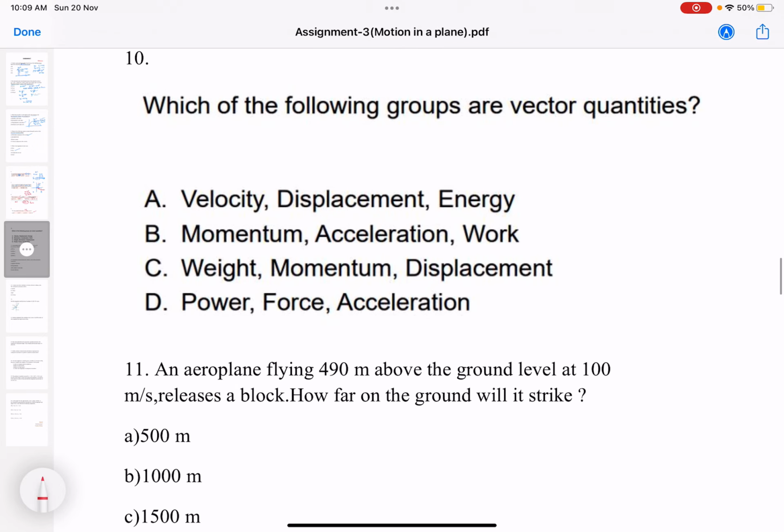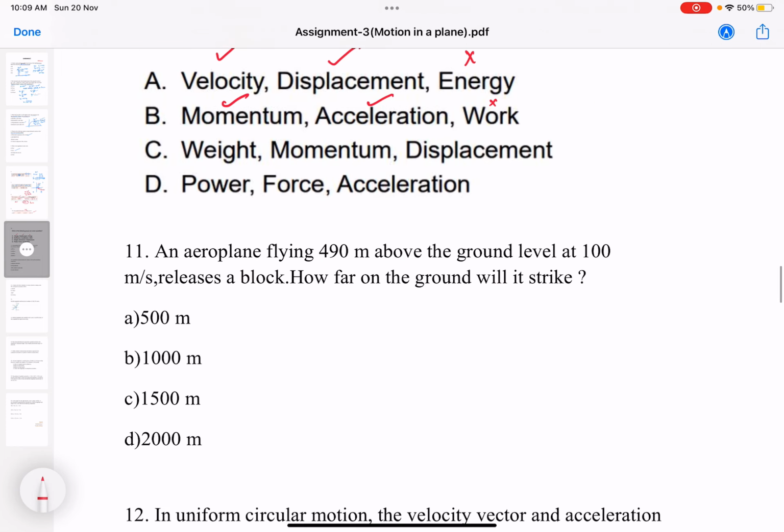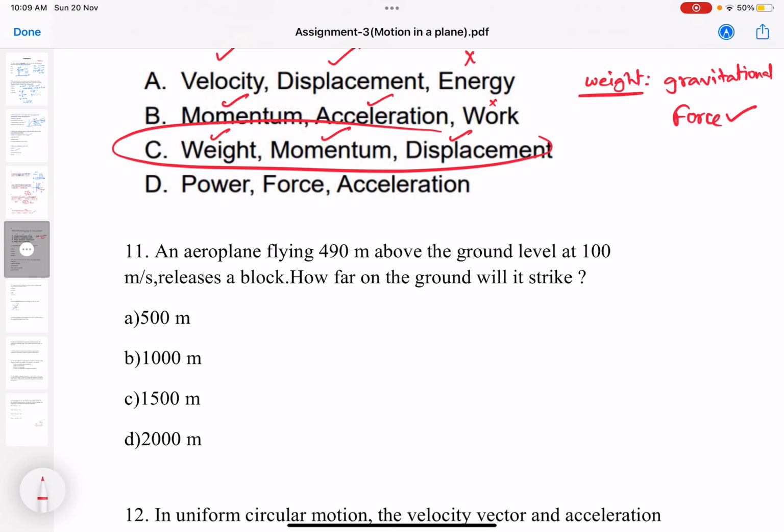Right. Which of the following groups are vector quantities? Velocity is a vector, displacement is a vector, but energy is a scalar. Momentum is a vector, acceleration is a vector, but work done is a scalar. Weight is nothing but gravitational force, and we know force is a vector. So weight is also a vector. Momentum is a vector, displacement is a vector. So the correct answer is C.